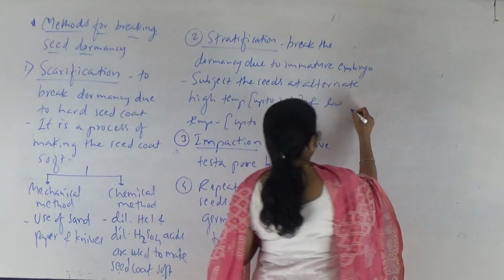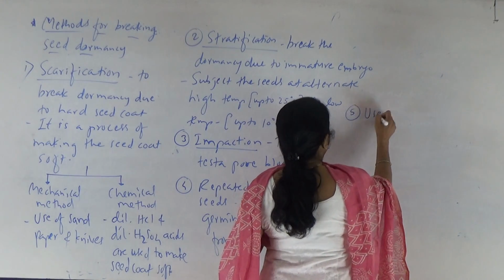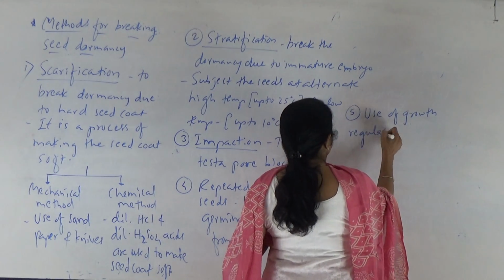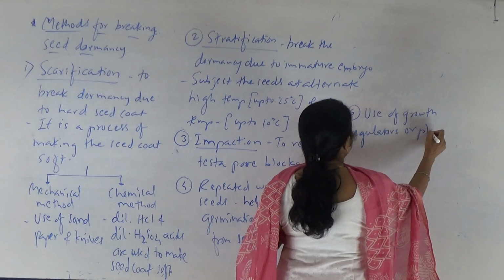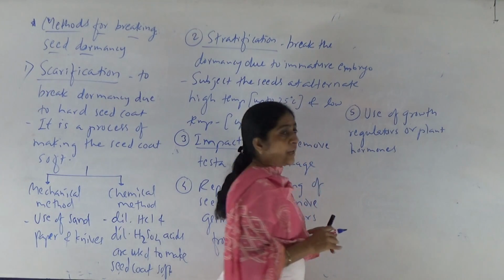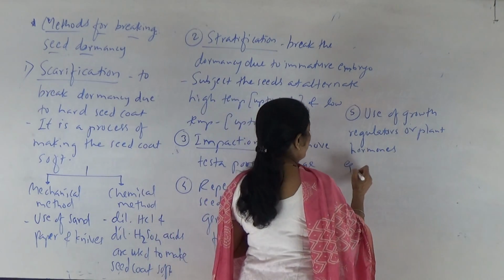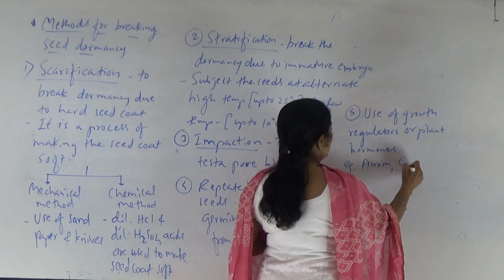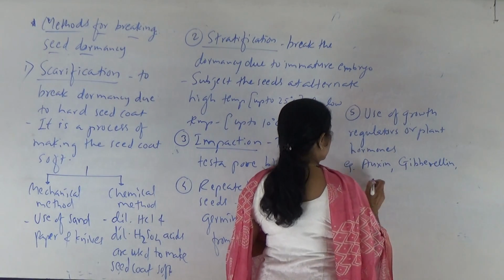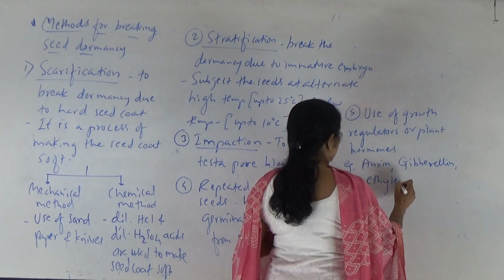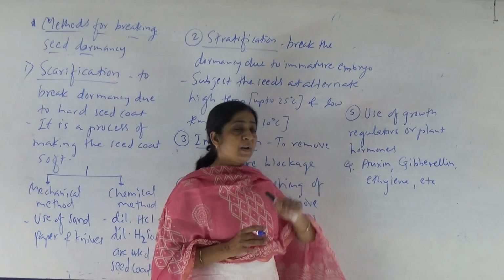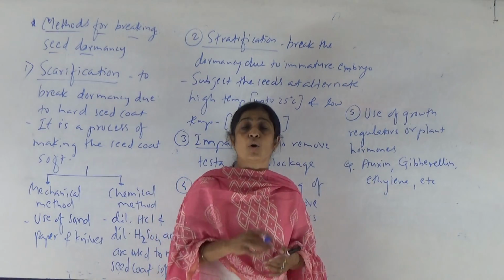Then the next method is the use of growth regulators or plant hormones, for example auxin, gibberellin, ethylene, etc. Especially growth regulators like auxin, gibberellin and ethylene are used for breaking the dormancy.